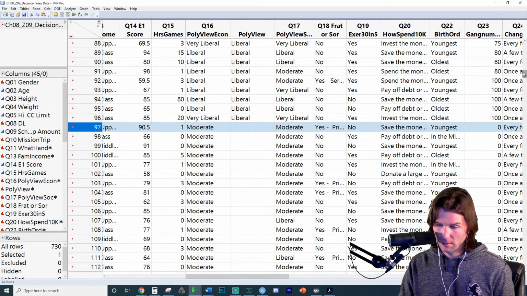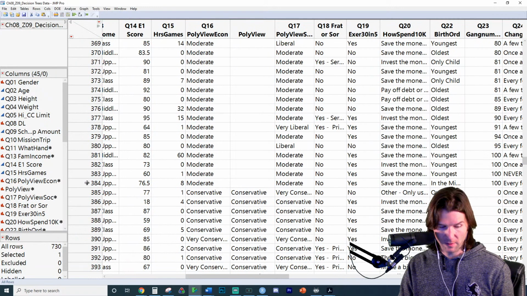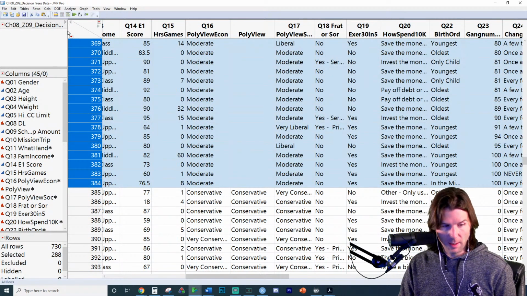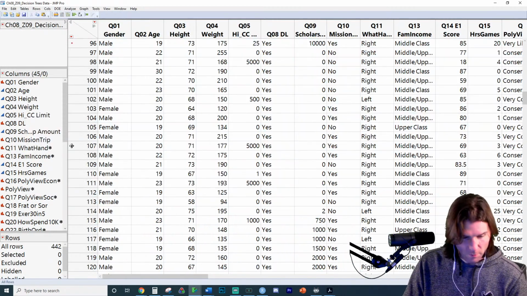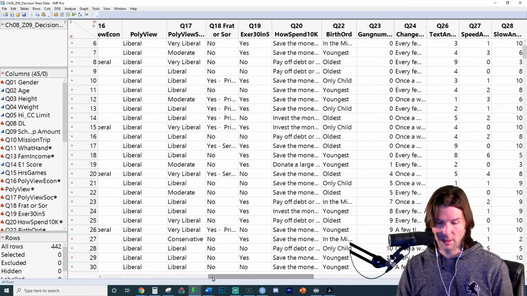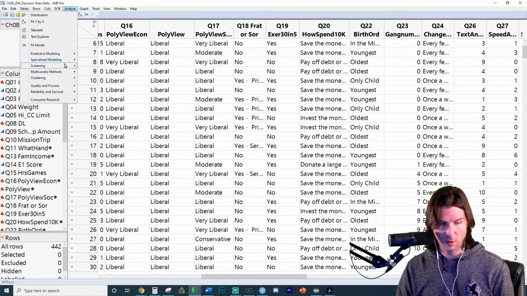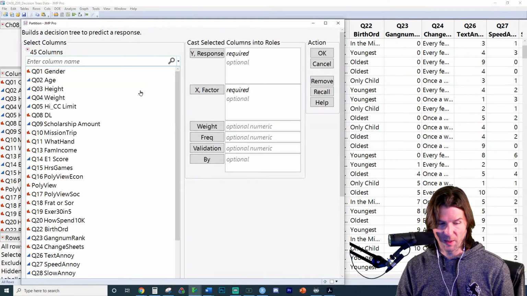Go here. And we're moving out the conservatives. There we go. I mean the moderates. And delete rows. Okay, now we have it. Now we should just have the liberals. And if you see right here, liberals and conservatives. Cool. So let's go back to our predictive modeling.